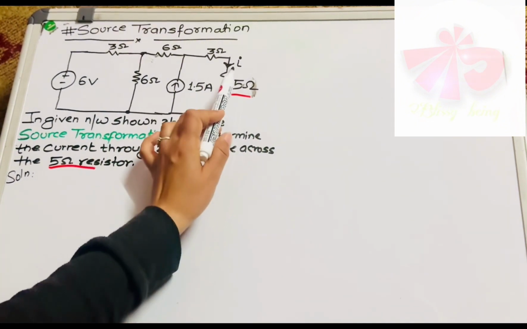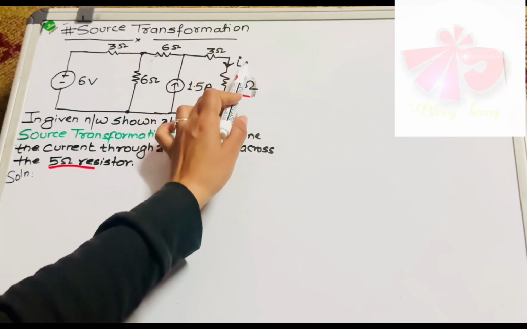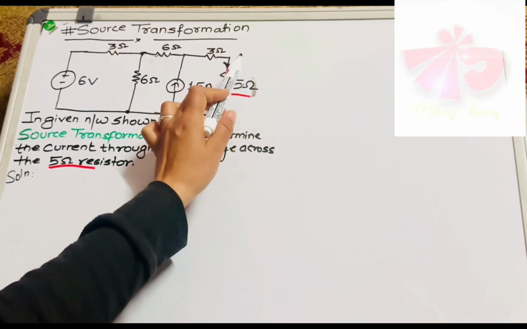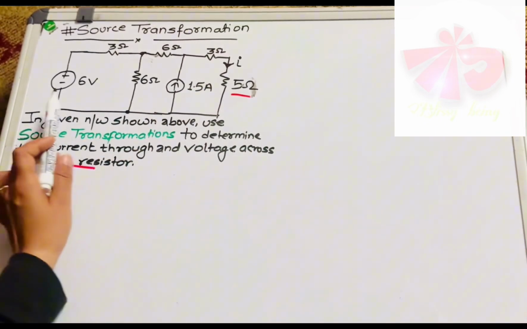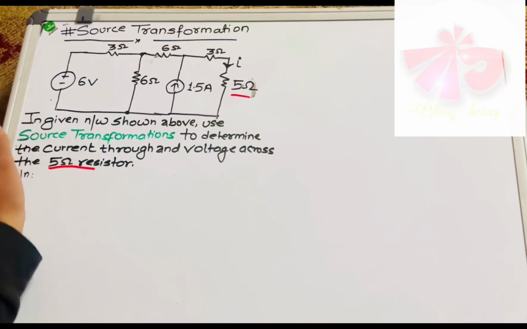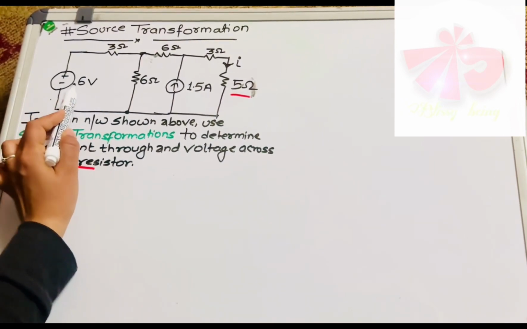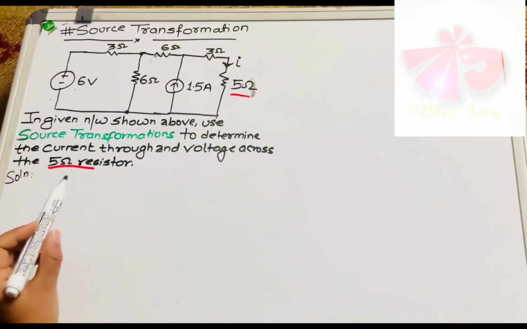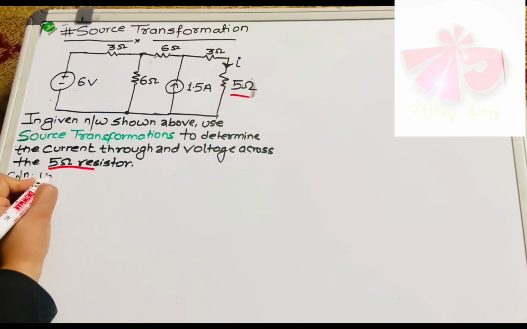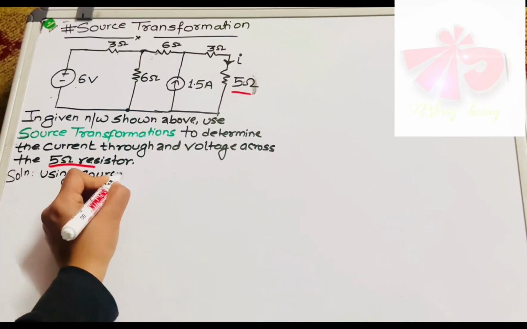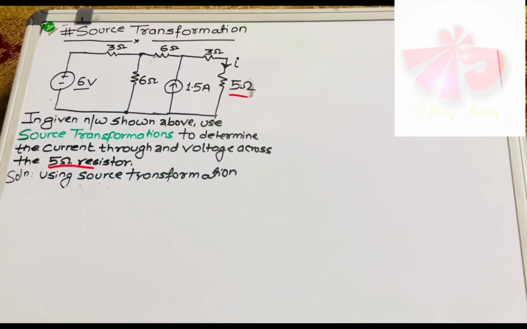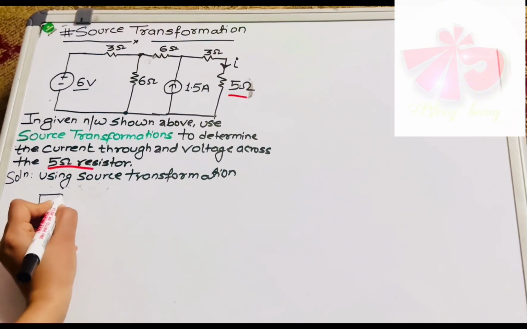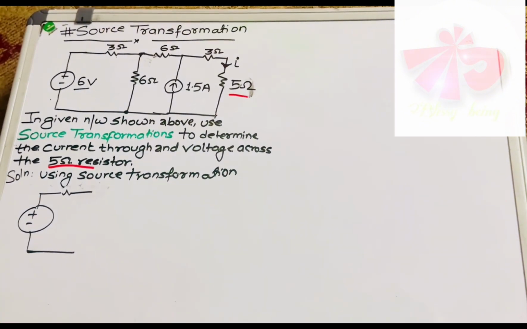The question asks to identify the current in this section. In order to identify the current, you have to start from this end. Here we have a 6 volt voltage source in series with a 3 ohm resistor. Using source transformation, you must remember that in order to transform any voltage source into an equivalent current source, this must be the arrangement. This one is the suitable arrangement.